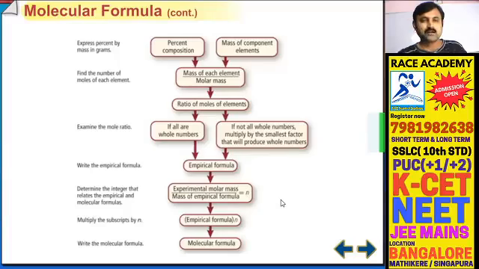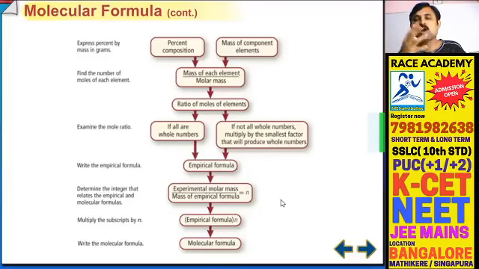In this flow chart, first you express the percent composition by mass in grams, the mass of each element, and then find the number of moles of each element. How will you do it? Divide the mass of each element by its molar mass. Then you find the number of moles of each element, and then the ratio of moles of the elements. Examine the mole ratio. If all are whole numbers, then it is the empirical formula. If not all are whole numbers, then multiply by the smallest factor that will produce whole numbers.